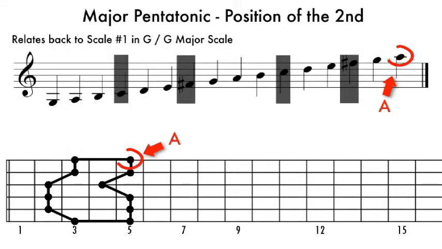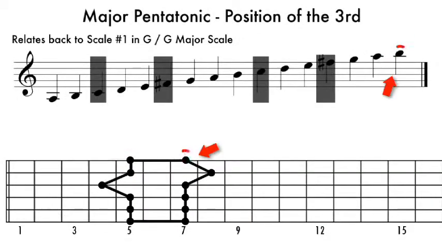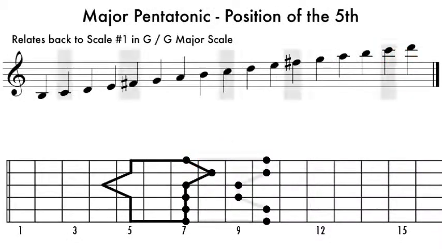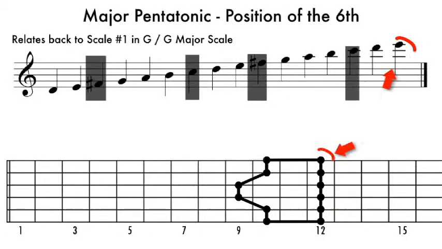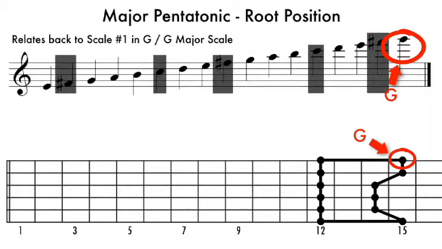Since we have 5 notes, there are 5 positions. So we have position of the 2nd, we have position of the 3rd, we have the position of the 5th, we have the position of the 6th, and root position.